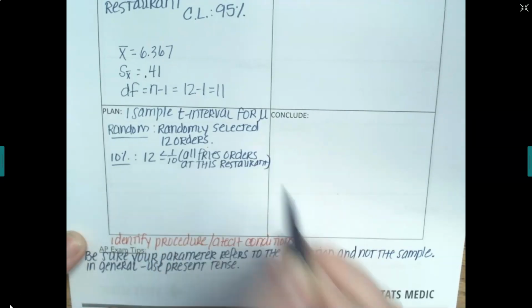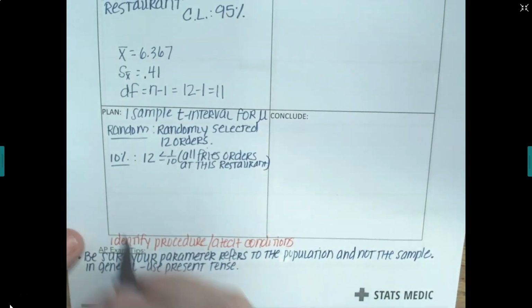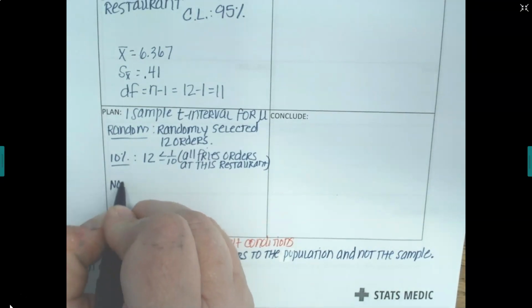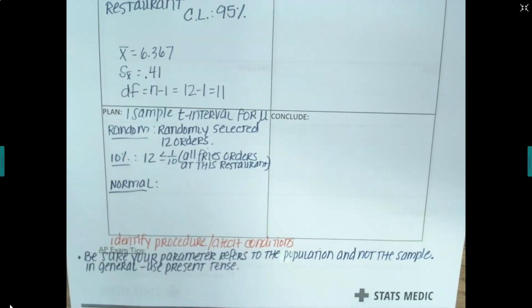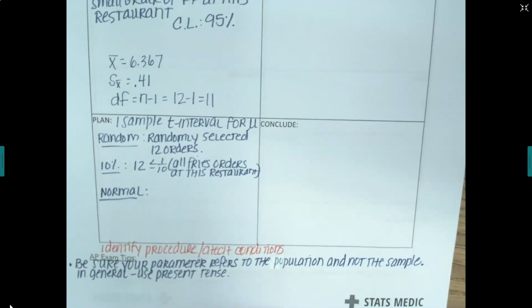All right. And then the last thing we need to check is the normal, because everything's based on the normal shape, so we have to have this information. So it's a means problem. There are 3 ways we can check normal.